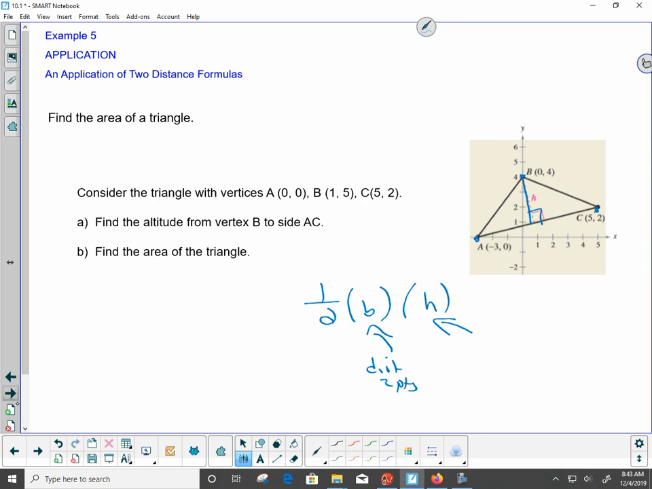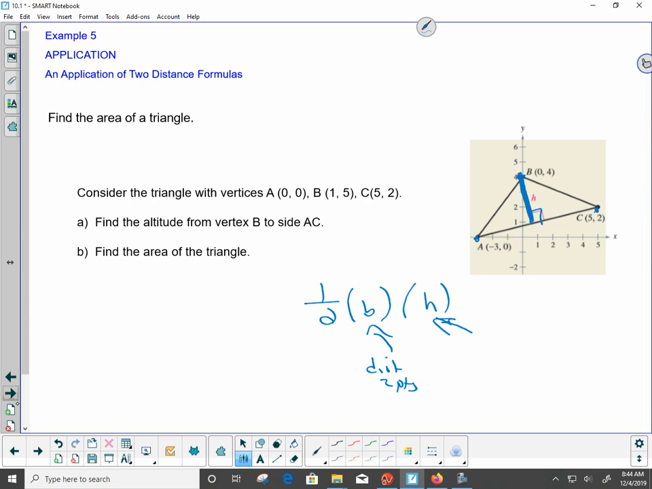Remember the distance formula is the difference of the x's squared plus the difference of the y's squared, and you take the square root of all that. And then this one is going to be the formula that we just learned, the distance between the point and the line. So it says find the altitude, so I want to find this first. This is what I'm going to find first.